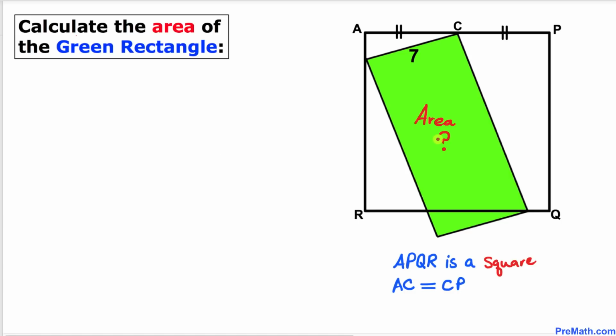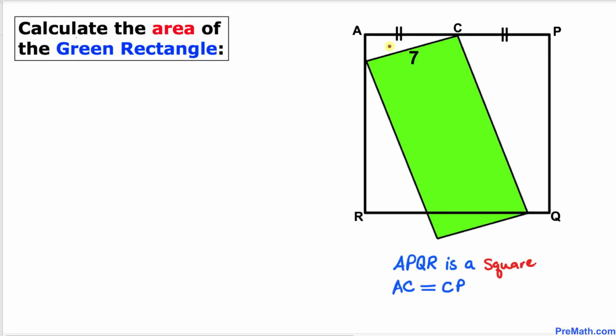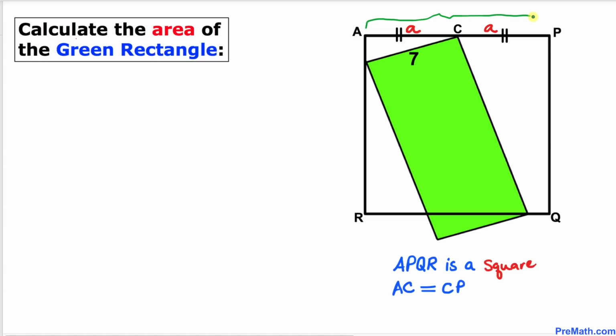As we want to calculate the area of this green rectangle, and we know that the area of a rectangle is always equal to length times width, if somehow we can find this length, we can easily calculate the area of this green rectangle. And here's a very first step we are going to do. We know that this side length AC equals this side length CP. Let me call this side A. Then this side is going to be A as well. Then this total length AP is going to be A plus A, which makes 2A. So the side length AP of this square APQR turns out to be 2A. And since this is a square, each side has an equal length, so this side is going to be 2A as well.